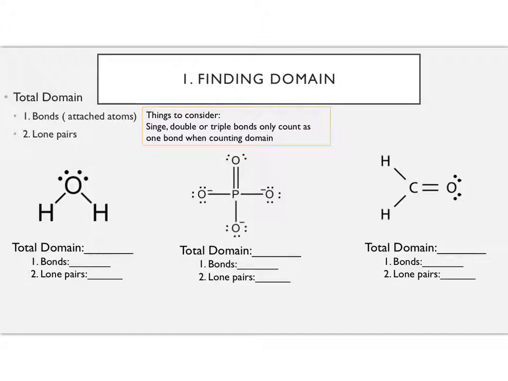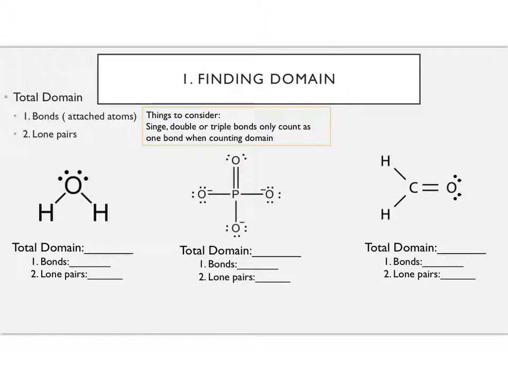We're first going to learn how to find domain. So domain consists of two parts. You have one, which is your attached atoms, and two, which is your lone pairs. A thing to consider is that single, double, or triple bonds always count as just one bond, or one part of your domain. So when you look at this example on the left, we have water over here.